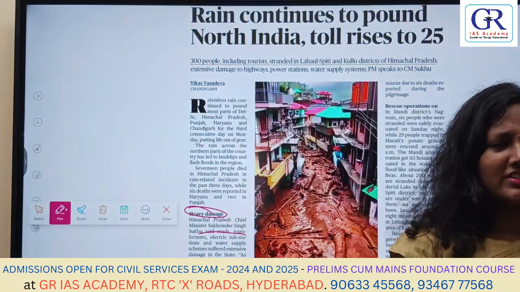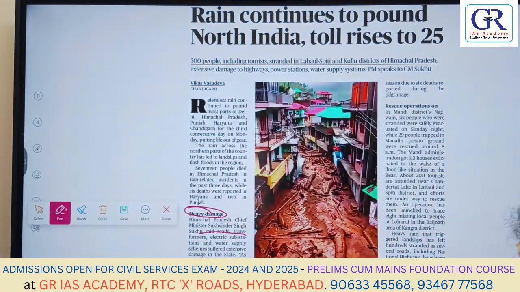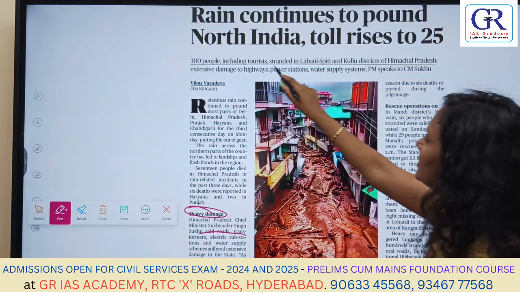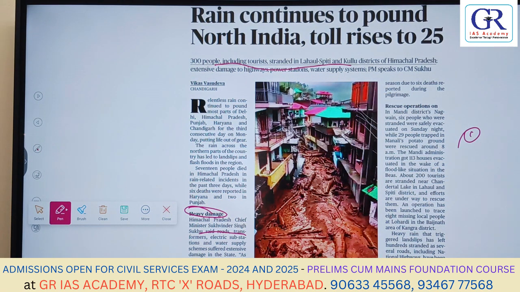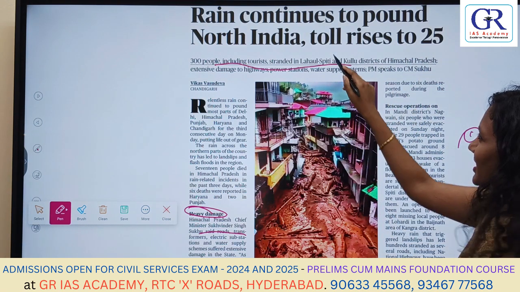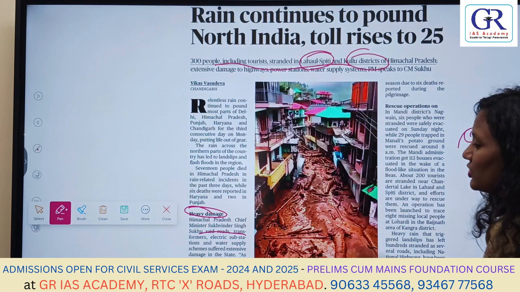This is a very common news, areas being affected due to heavy rains. But how can you read this news in particular from the perspective of your UPSC examination? First, you have to focus on whether there is any special thing over here. Here you can see very clearly that 300 people including tourists were stranded in Lahaul, Spiti and Kullu districts of Himachal Pradesh. So just learn a few things about Lahaul, Spiti and Kullu districts.